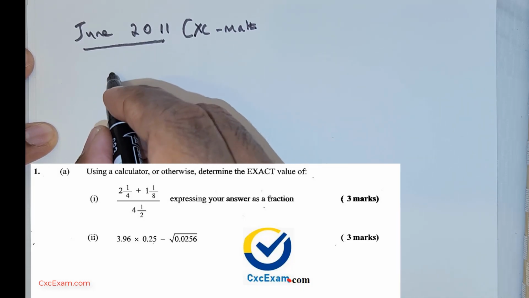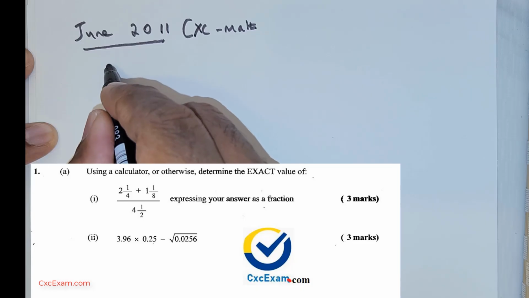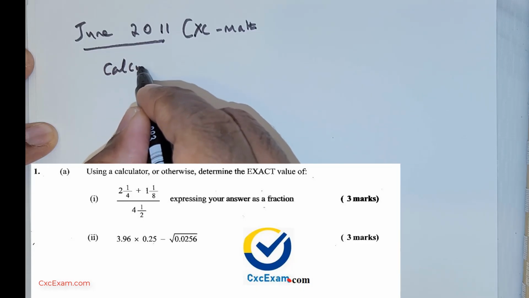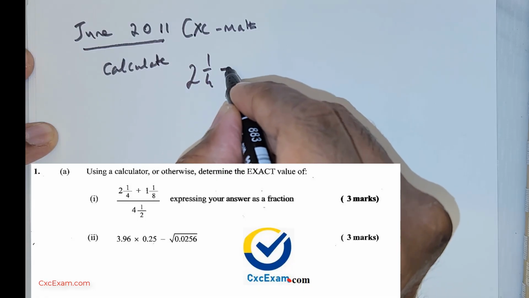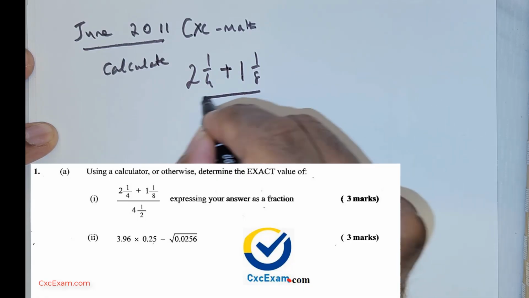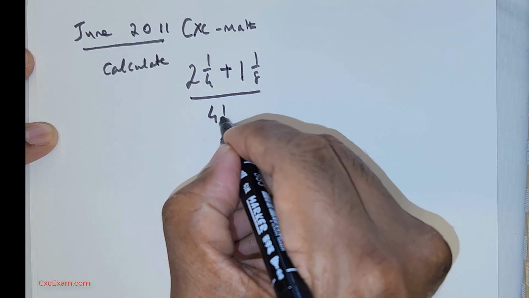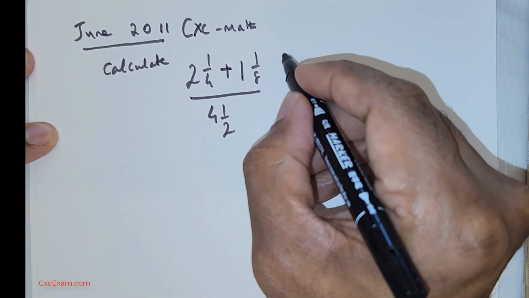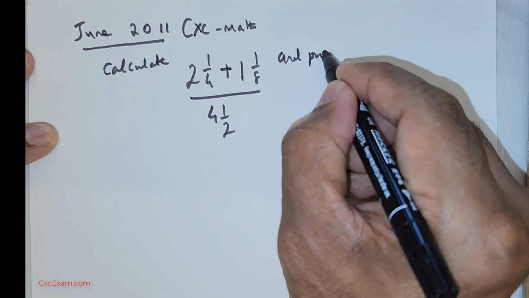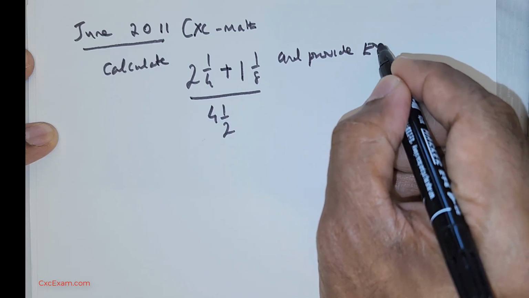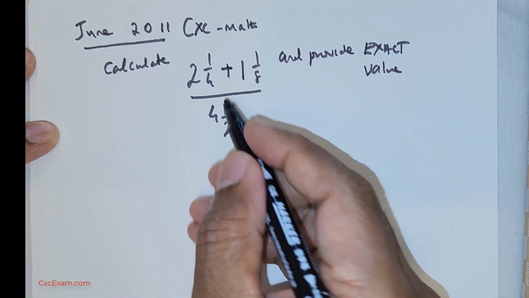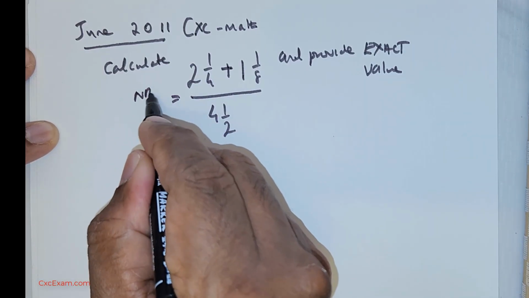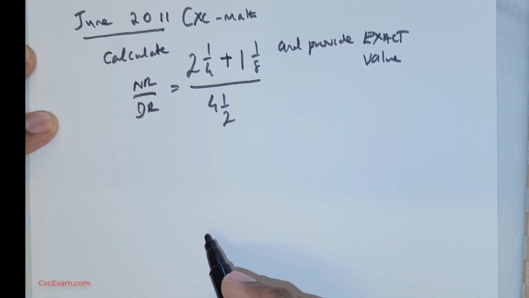So this is the first question. You are asked to calculate 2 1/4 plus 1/8 over 4 1/2 and provide the exact value. So this has a numerator and a denominator.